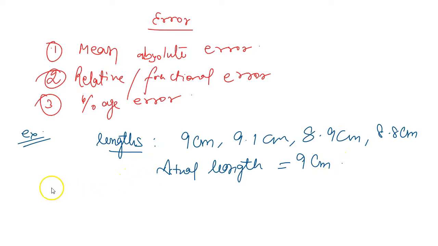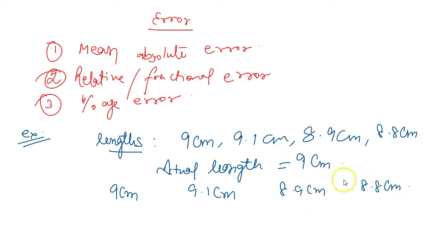Now here we are required to find out mean absolute error. Okay, all these three things we will find: mean absolute error, relative error, and percentage errors in each observation. If we understand this one, then it is very easy to do any questions based on errors. So first, let me write all the lengths that I have measured: 9 centimeter, 9.1 centimeter, 8.9 centimeter, and 8.8 centimeter. Actual length is 9 centimeter.